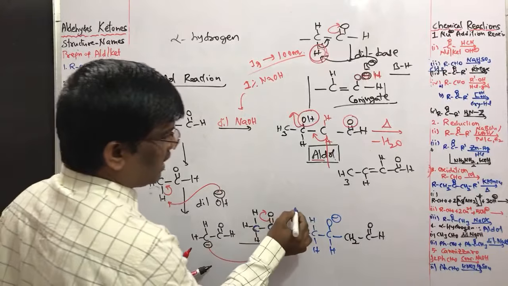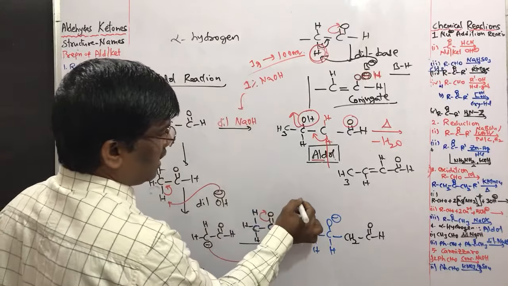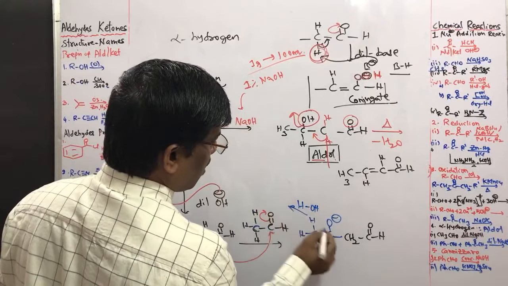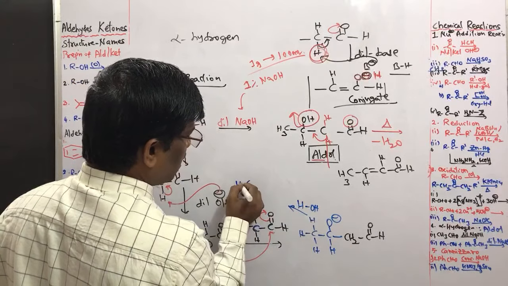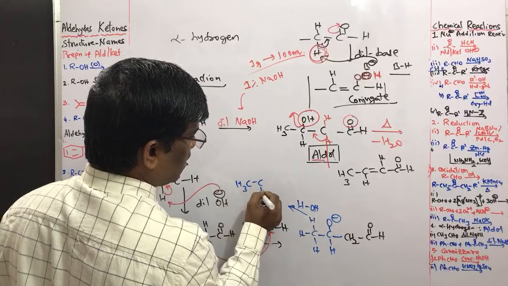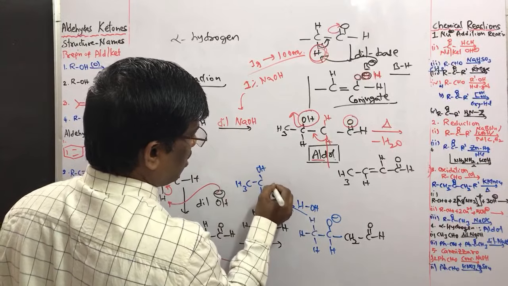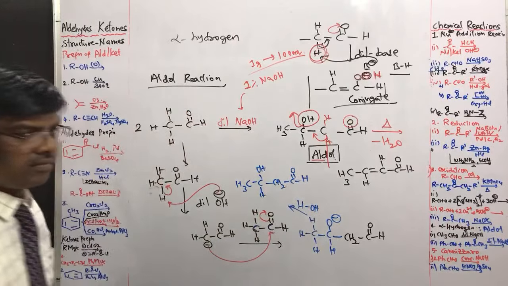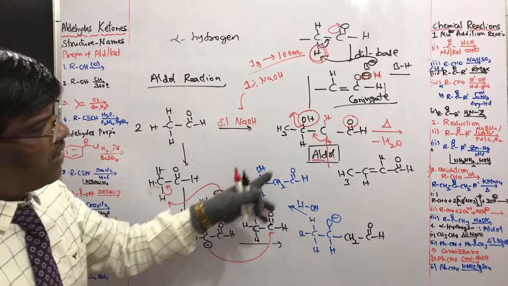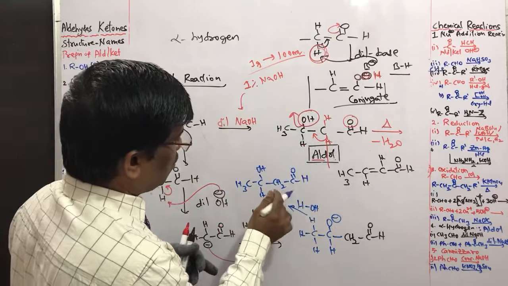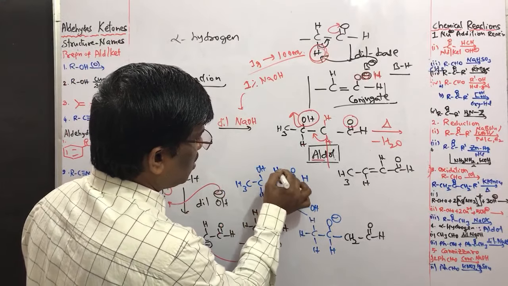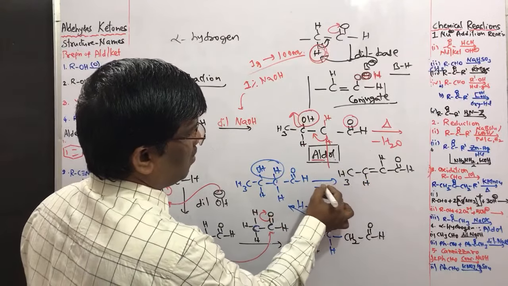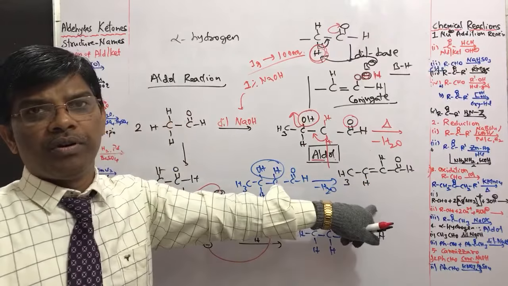So in solution, it is done in aqueous solution. It takes a proton from the reaction mixture to form CH3, CH(OH), CH2 aldehyde. So when I heat it, it is going to lose water to give this double bond compound.